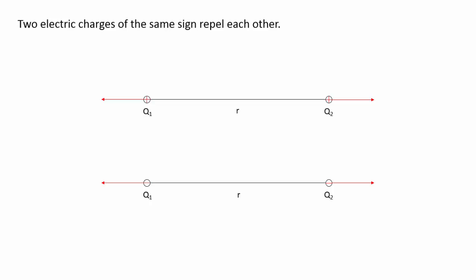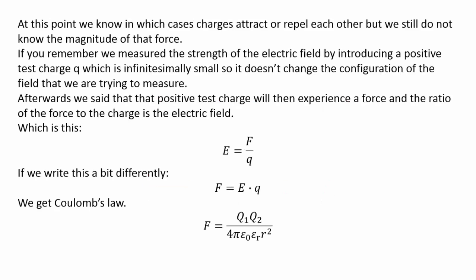Take a look at the picture on your screen. Two electric charges of the same sign repel each other, which means they are either both positive or both negative. On the other hand, two electric charges of the opposite sign attract each other, which means they are either positive and negative or negative and positive. At this point, we know in which cases charges attract or repel each other, but we still do not know the magnitude of that force.